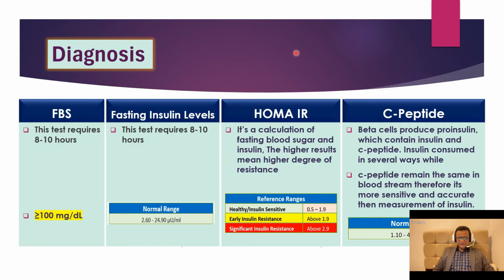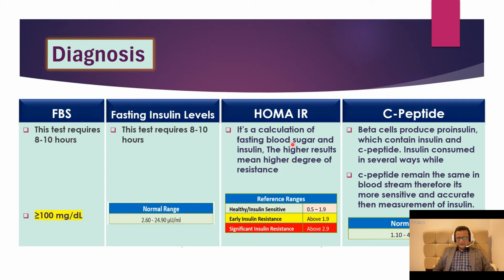There are a number of tests to diagnose insulin resistance, like fasting blood sugar, which requires 8 to 10 hours of fasting. If the result is more than or equal to 100 milligram per deciliter, there is a chance of having insulin resistance. If fasting insulin levels are more than 24.90, it could be insulin resistance.